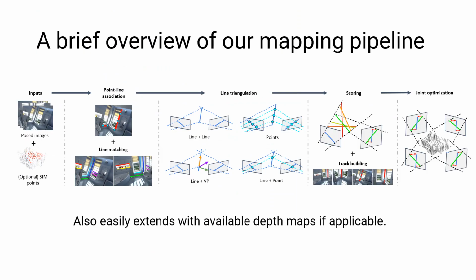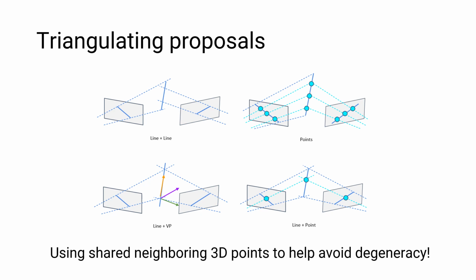Here is a brief overview of our mapping pipeline. With a set of multi-view posed images as input, we first perform detections and matchings in 2D. Then, we generate 3D line proposals by triangulation, score and merge them into tracks, and finally apply joint optimization to get the final line maps. At triangulation, aside from the algebraic line triangulation, we can also use the point-line association graph to get stable 3D points lying on the line, which helps resolve 2 degrees of freedom to avoid degeneracy. The same strategy also applies to vanishing points, which helps fix the 3D line direction.